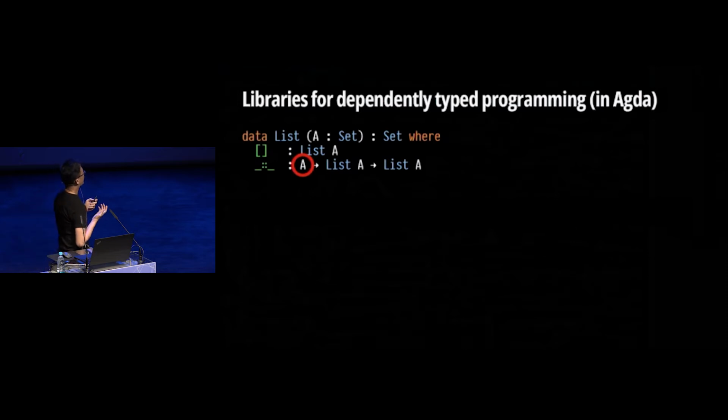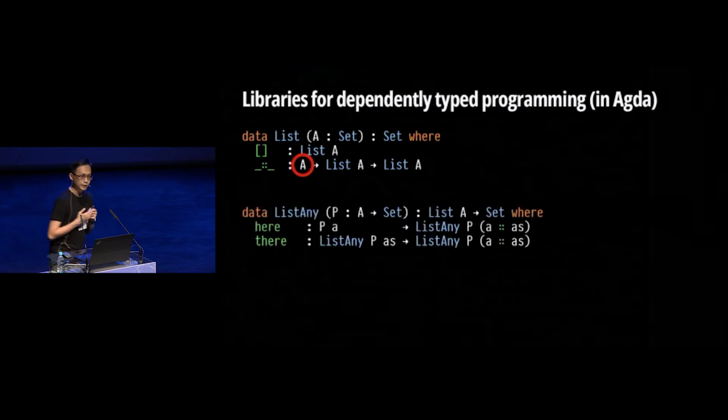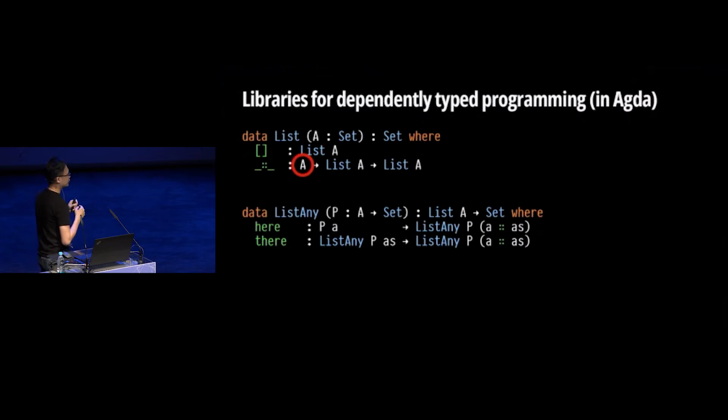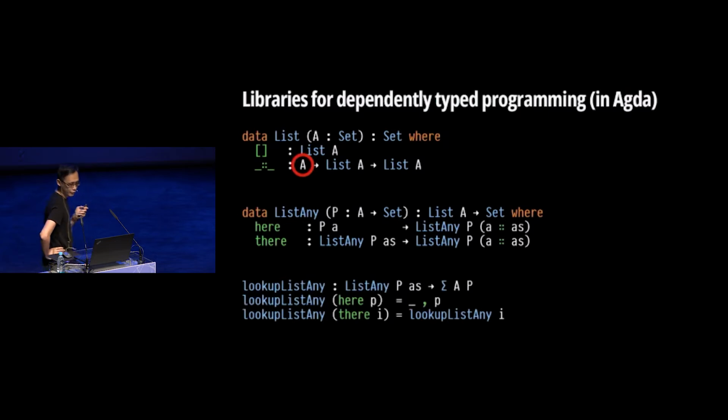The library can also provide this Any data type for us to be able to point to a particular element of a list and say that it satisfies a particular predicate P. To be specific, we use the here constructor to point to the head of a list and say that it satisfies P, or we use the there constructor to say that the element is somewhere in the tail. And usually in the library, we have some associated operations as well.